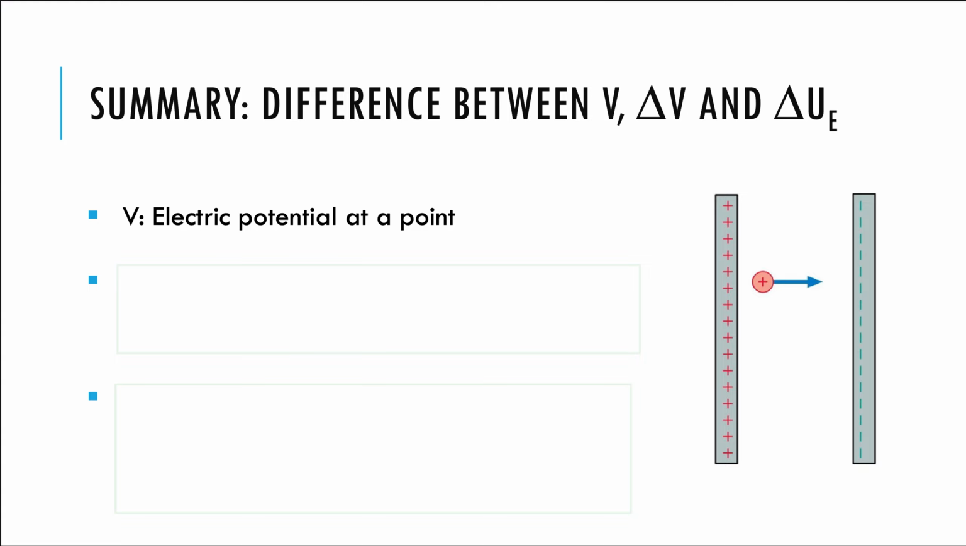The last slide here is just a quick summary. We have been dealing with a bunch of different terms, and they all kind of sound the same. We have potential, potential difference, and change in potential energy. So just a reminder of the difference between these three terms. So V is called electric potential. Sometimes we drop off the electric and we just say potential.